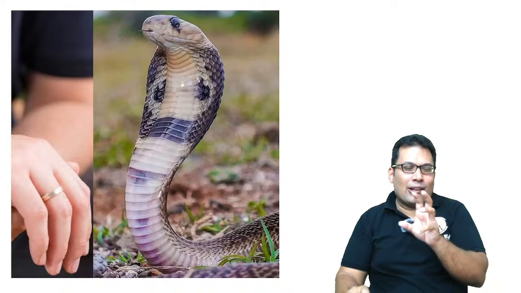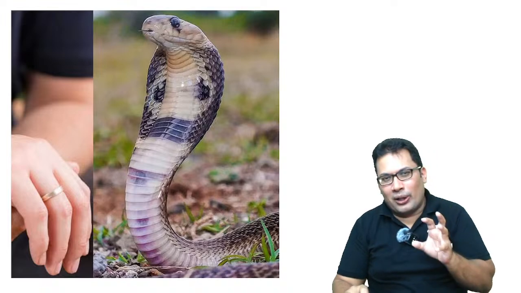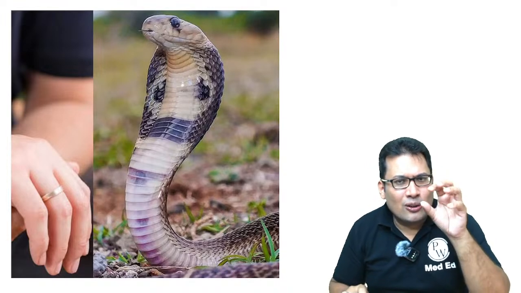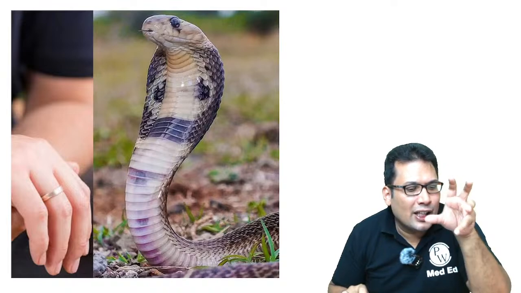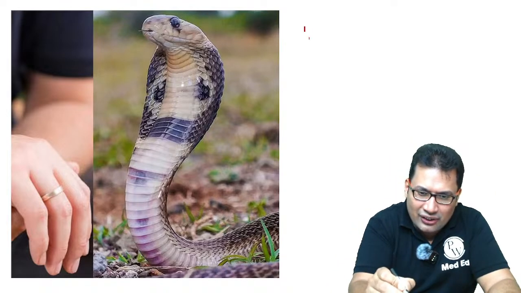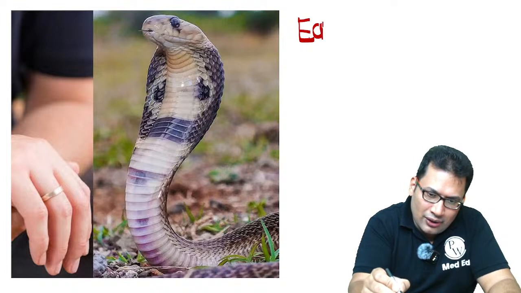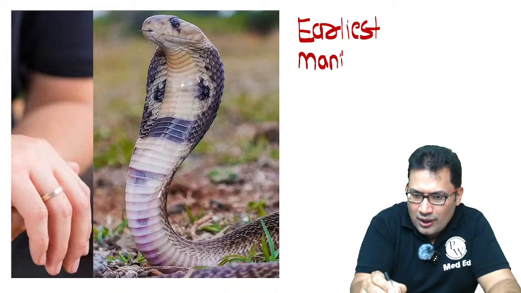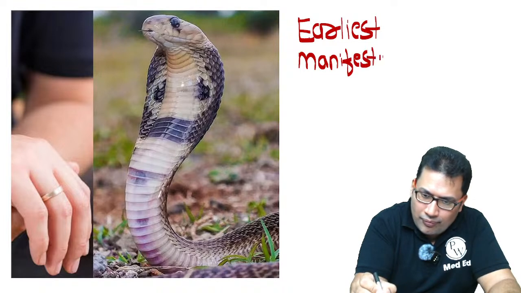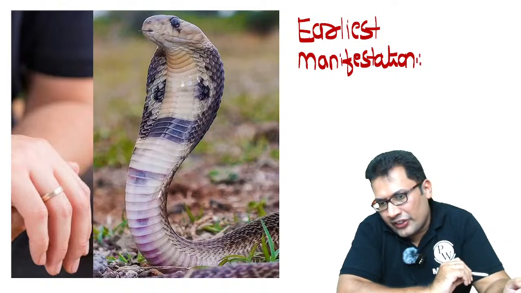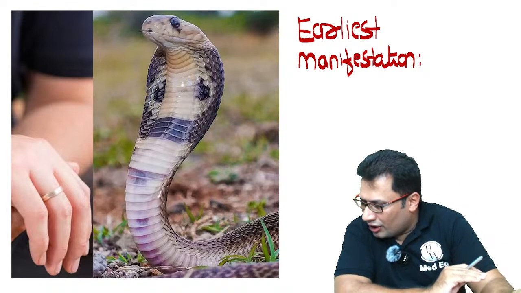Now, look at this. This is the common cobra. What is the most common or earliest finding in case of a common cobra bite? The earliest manifestation. Let's see who is going to answer. Come on, guys. Earliest manifestation. Good, very good.